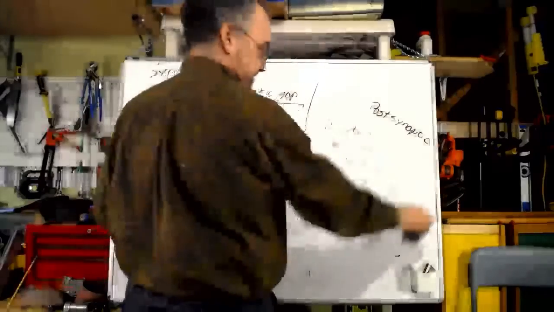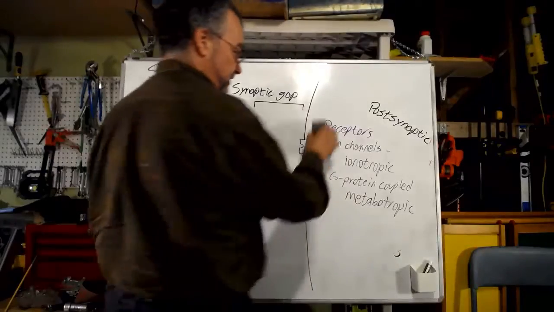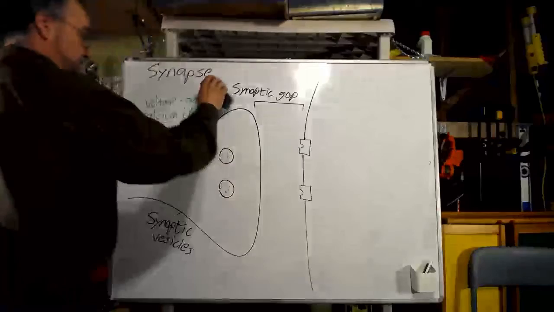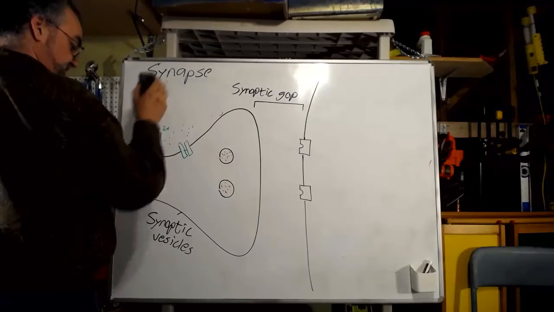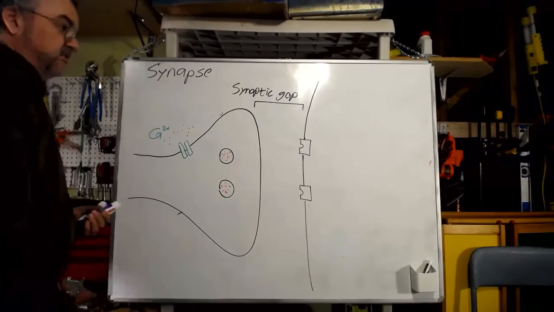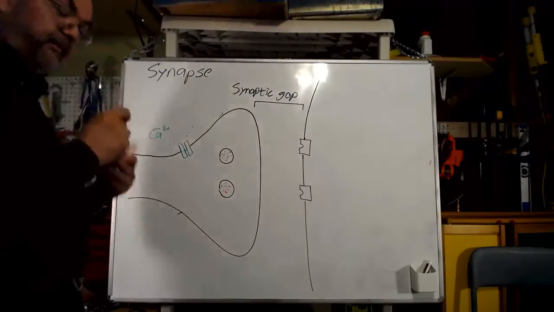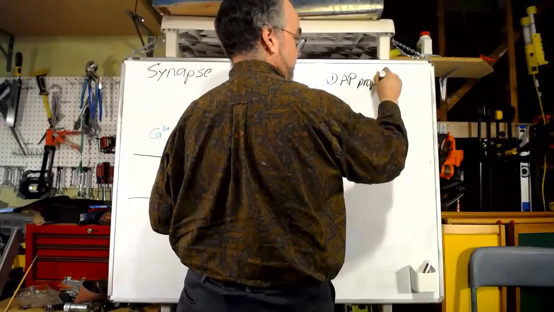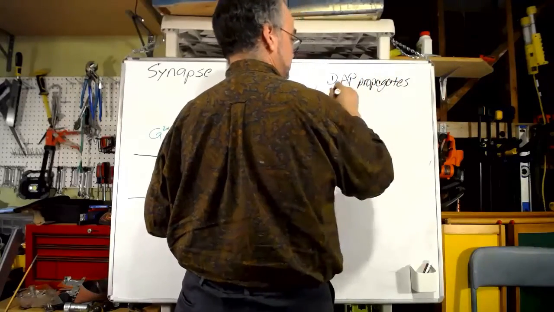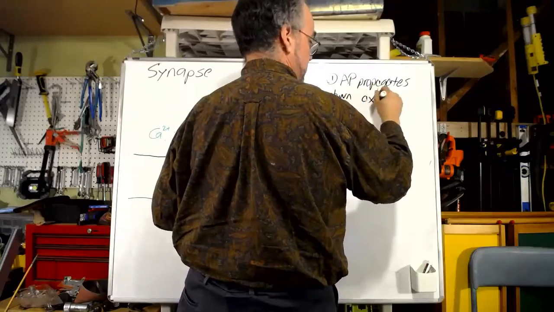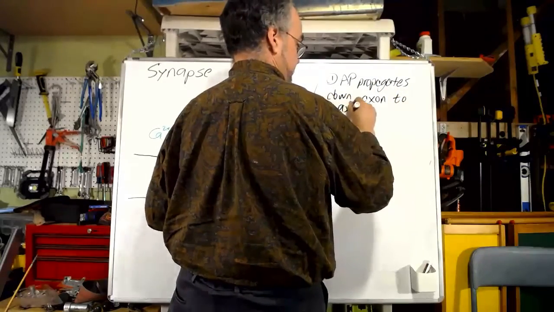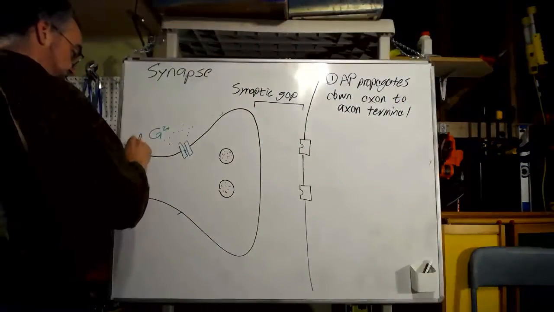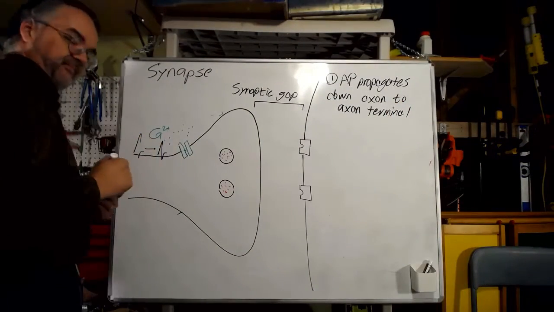I'm going to erase these words so I have a place to write the steps over here. Get rid of these just so we don't get too confused. I'll leave the calcium there. All right, so step one: the action potential propagates down the axon to the axon terminal. So here comes my action potential, propagating down here.